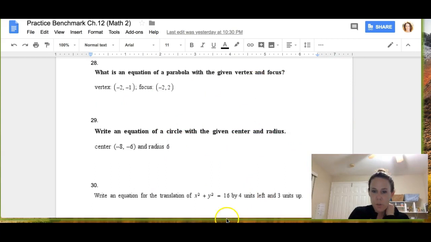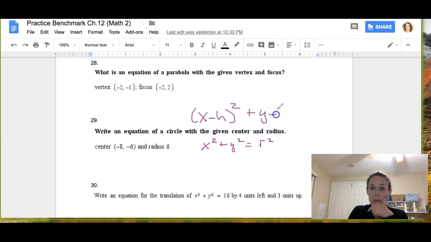All right, last two, we're almost done. Write an equation of a circle with the given center and radius. Here's your center, here's your radius. So make sure you know the equation of a circle. So the equation of a circle would be, if you are at 0, 0 for your center, just x squared plus y squared equals r squared. But we are going to be off center. The center isn't going to be 0, 0, so it's going to be x minus h squared plus y minus k squared equals your radius squared, where h comma k is your center.